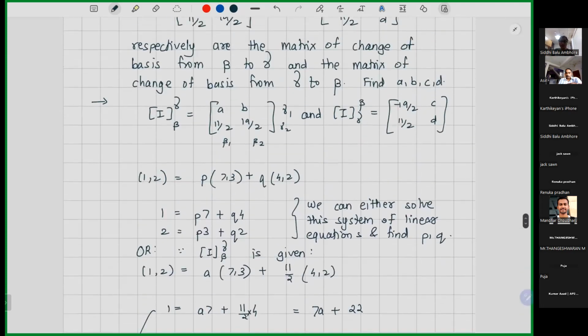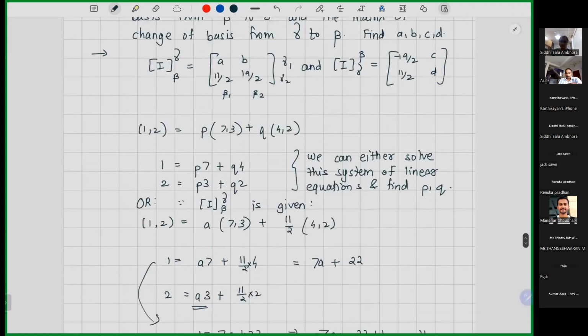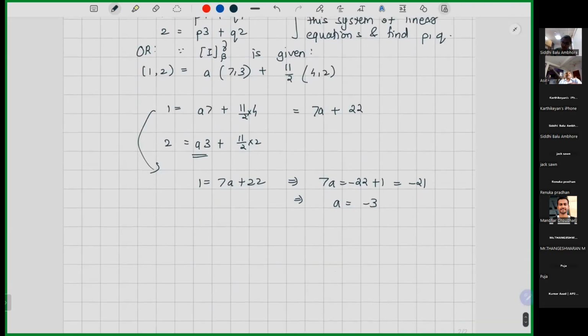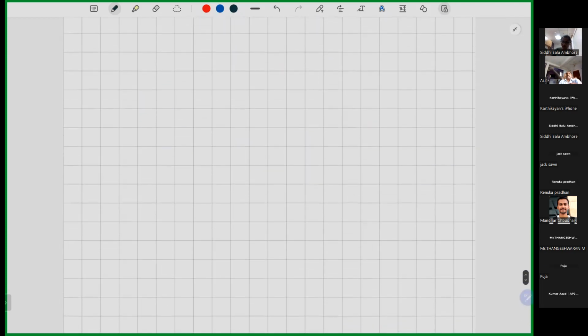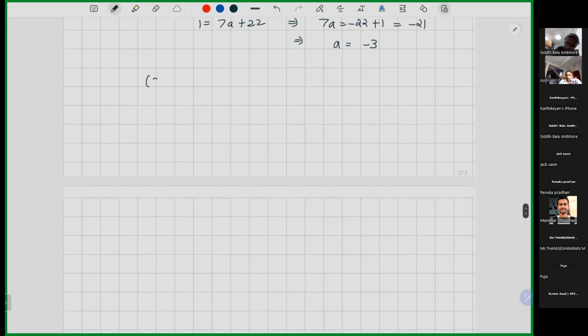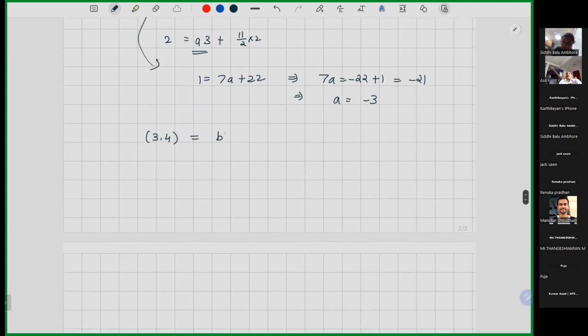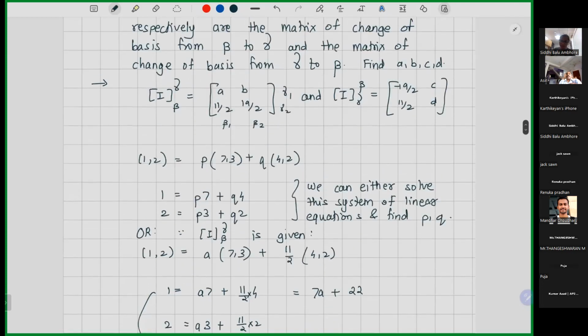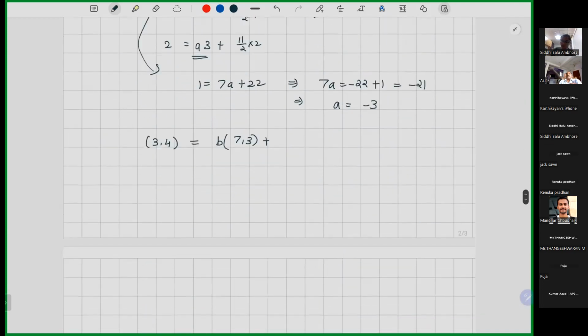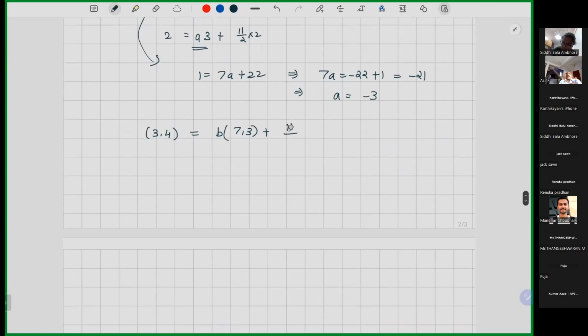Similarly, we can do this for the second column. That is, we have to now express beta 2 in terms of gamma 1 and gamma 2. And then what it will be? It is (3, 4). Yeah. So we have to express (3, 4) as B into (7, 3) plus 19 by 2 into (4, 2).